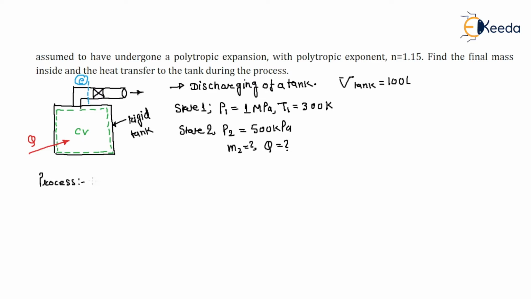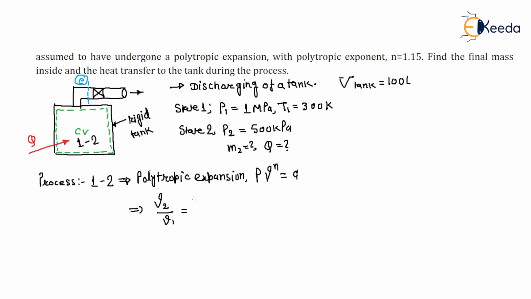Now, process 1 to 2 in the tank is a polytropic expansion. That means the equation is P V to the power n equal to constant. This is a polytropic process. So what is the final specific volume? V2 by V1 is equal to P1 by P2 to the power 1 by n. Okay, this is equation number one.